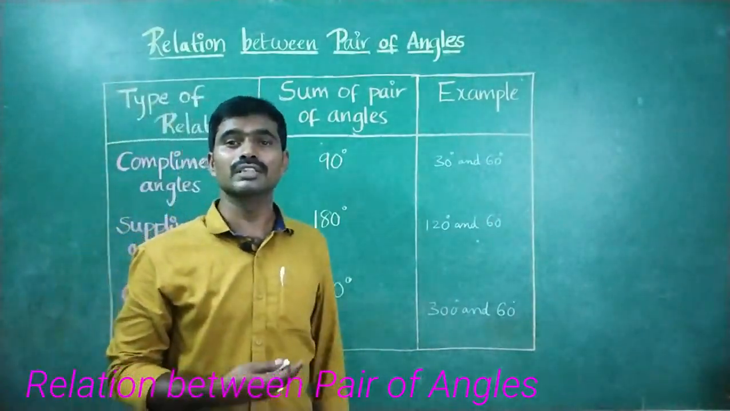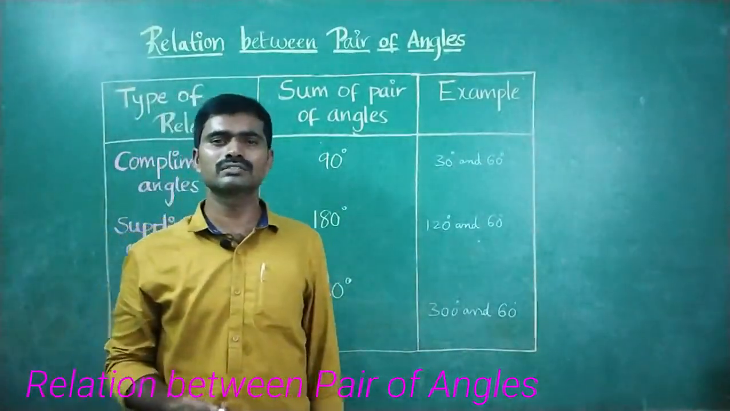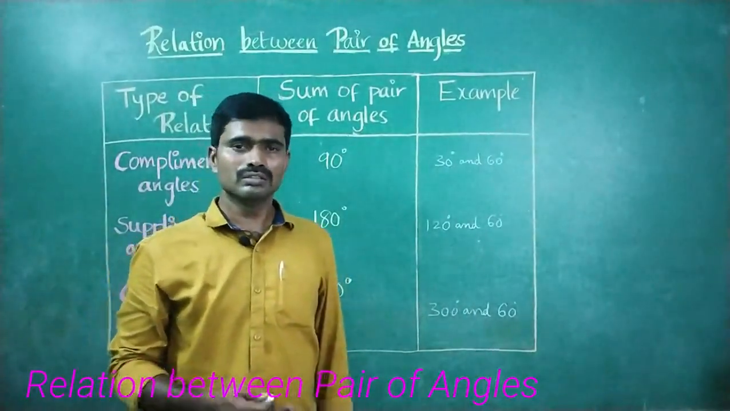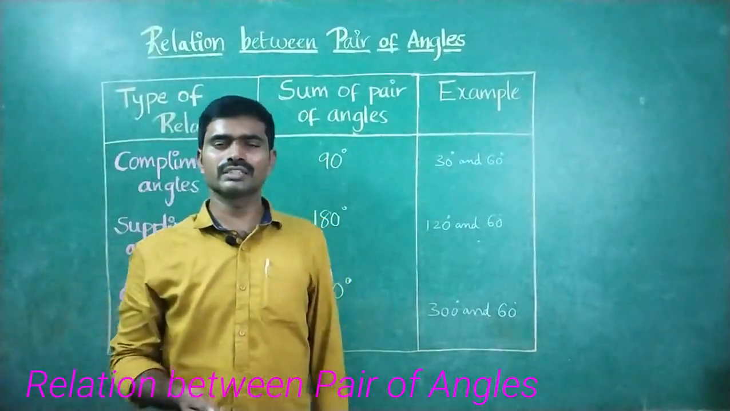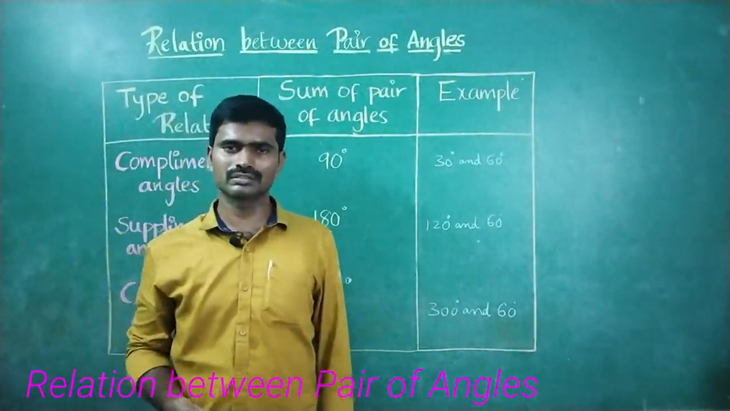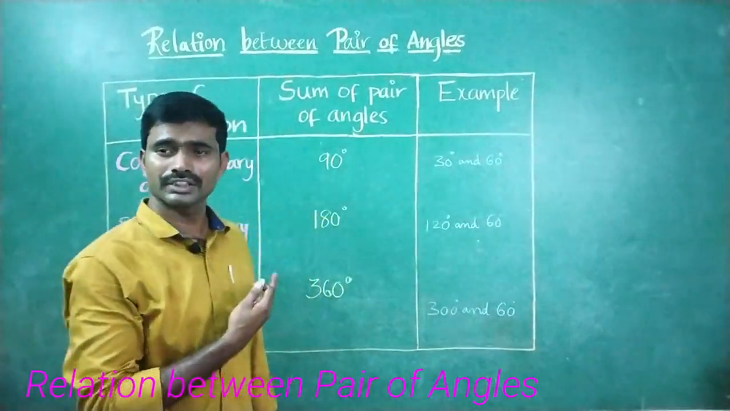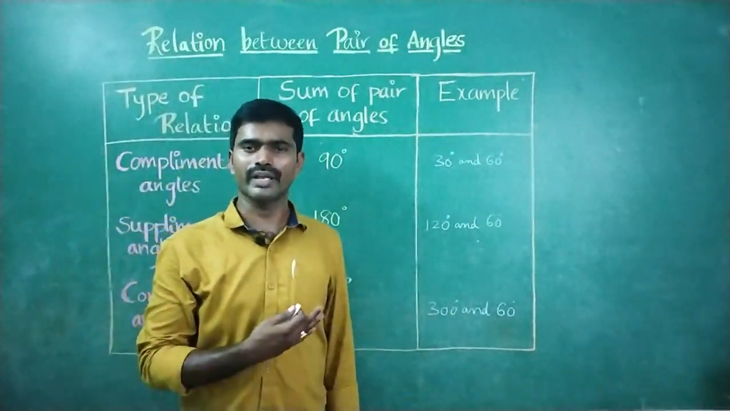What is the conjugate angle of 180 degrees? 180 degrees. What is the conjugate angle of 260 degrees? 100 degrees. So these are the relations between pairs of angles.